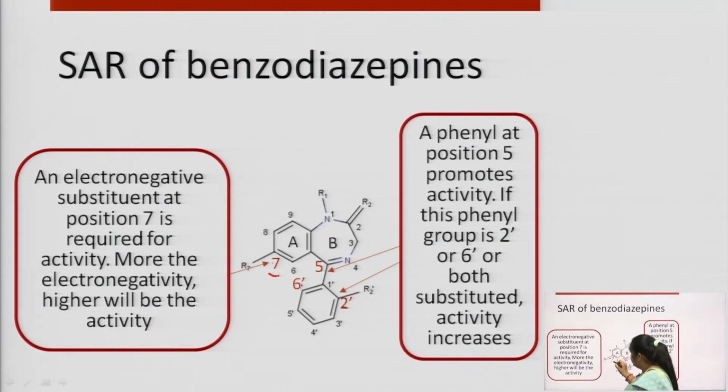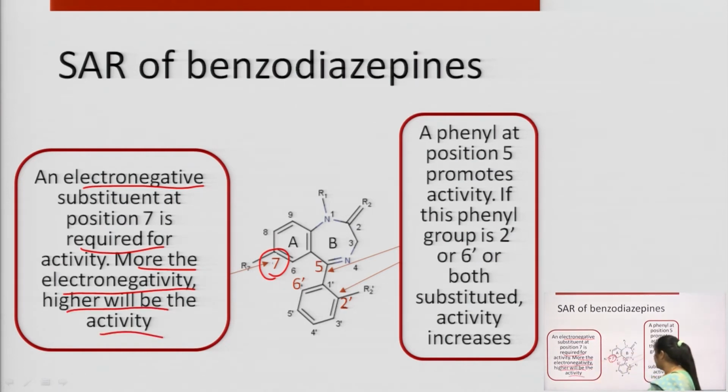Further, next one is position number 7 at the benzene ring. When we substitute this position with an electronegative element, any electronegative element, that is required for the activity. The higher the electronegativity, the higher will be the activity. So the more the electronegativity of the atom, the higher will be the activity.